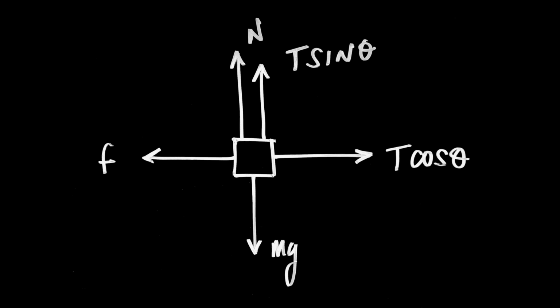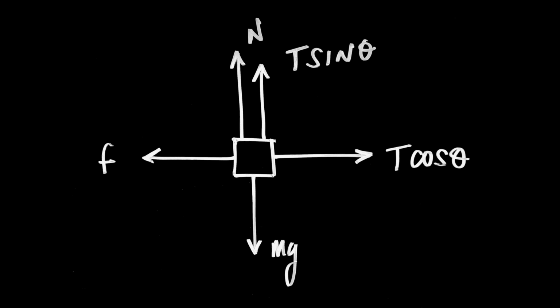By the way, if I were in the middle of actually solving problems, I probably would have skipped drawing this first free body diagram and gone straight for the one with the components. Because I know the very next thing that I'm going to do is to apply Newton's second law to the vertical and the horizontal coordinate directions.